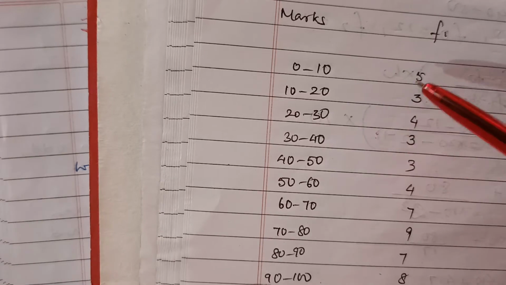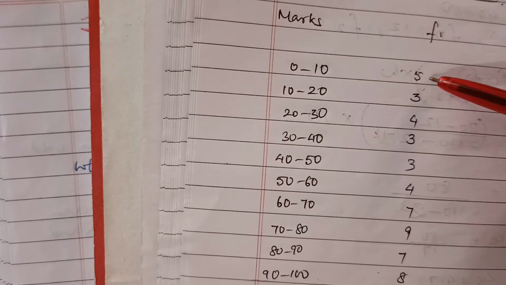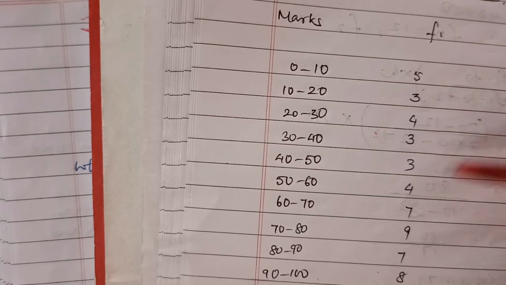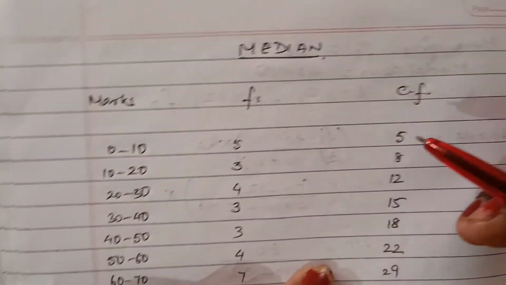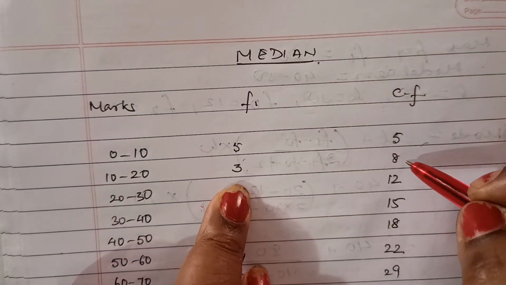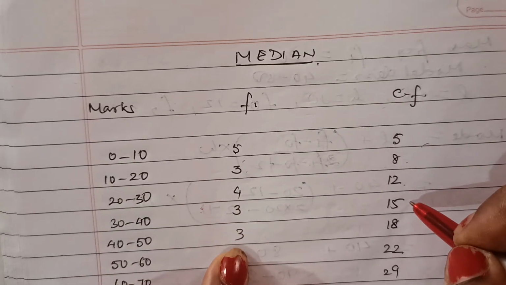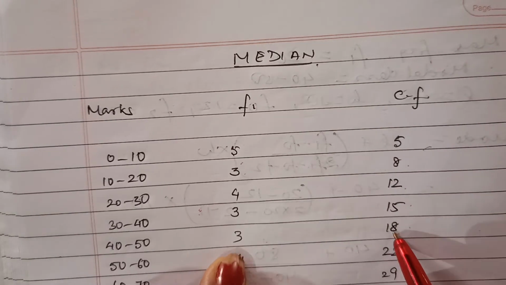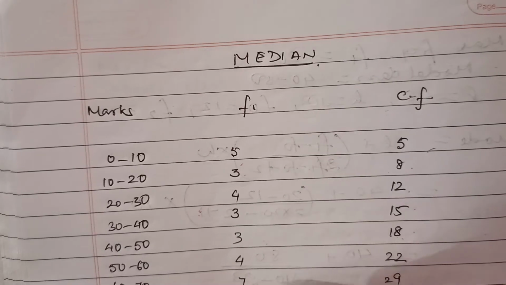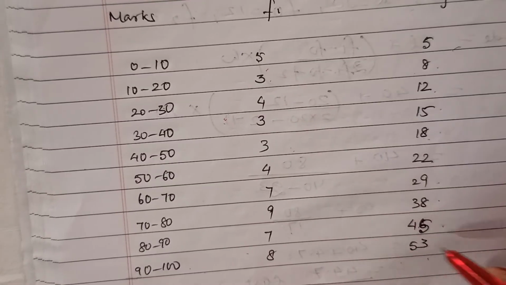For this, we will first find the cumulative frequency. Cumulative frequency means we go on adding each frequency. So in the first row we write down 5. Then 5 plus 3, 8; 8 plus 4, 12; 12 plus 3, 15; 15 plus 3, 18; 18 plus 4, 22; 22 plus 7, 29; 29 plus 9, 38; 38 plus 7, 45; and 45 plus 8, 53.